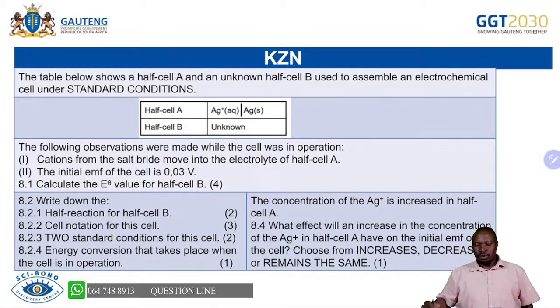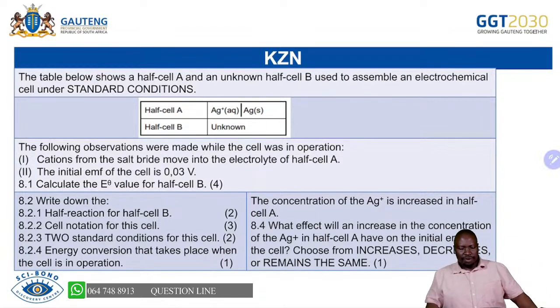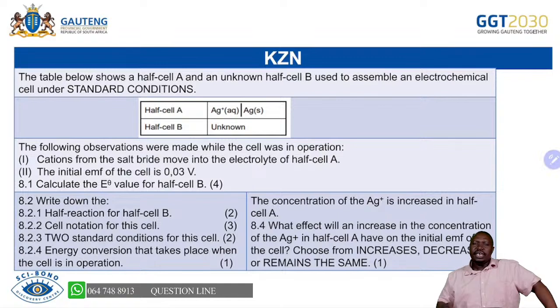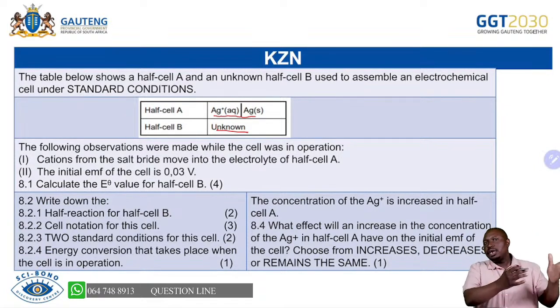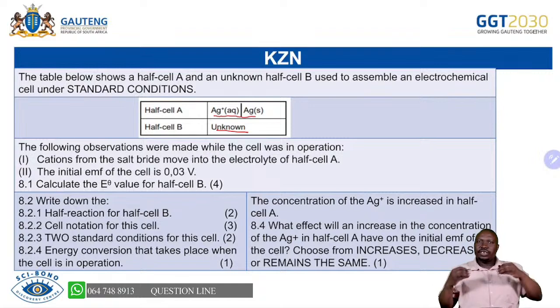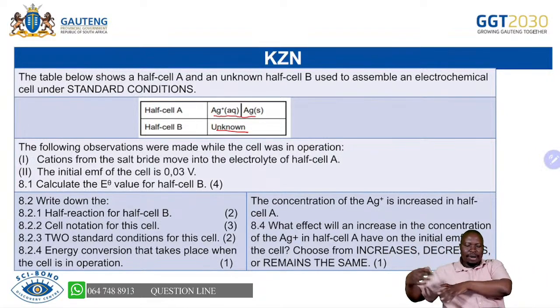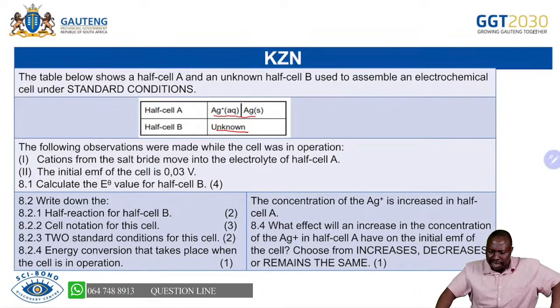Remember, on the first question that we did, we were given the net cell reaction of 6Cl minus reacting with gold, the Au2 plus. In this one, we're given half cell A, which is the silver half cell, silver plus and silver solid, so you have the aqueous solution in that one. But half cell B, they are saying, is unknown. So sometimes we'll give you only one and not the other, so that the question is about how you go about finding the unknown half cell.